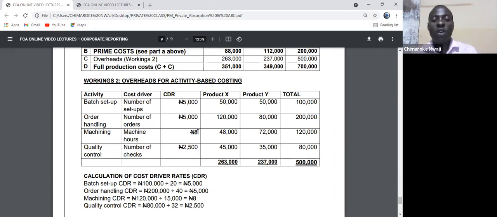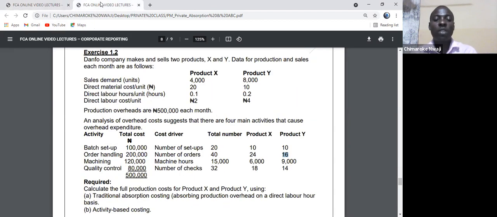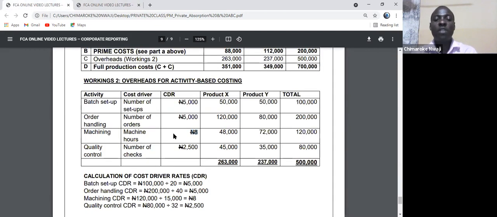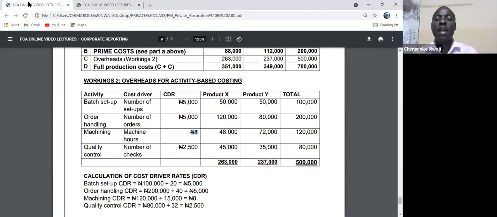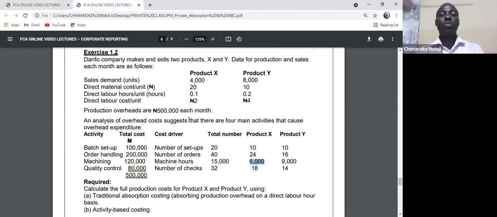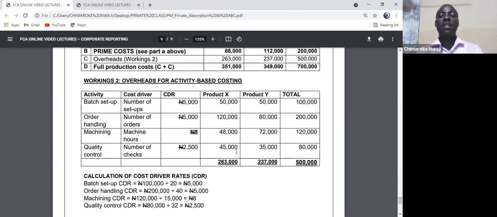Then here is our rate of 8 naira. So you say 8 naira multiplied by 6,000. That would give me 48,000. You go again, 8 naira multiplied by 9,000. That's 72,000. Then the last one here is the quality control, 2,500. So you say 2,500 multiplied by 18. Then the other one is 2,500 multiplied by 14. You are getting this figure and this figure respectively. Always test them by adding them together, for it will give you the total cost.